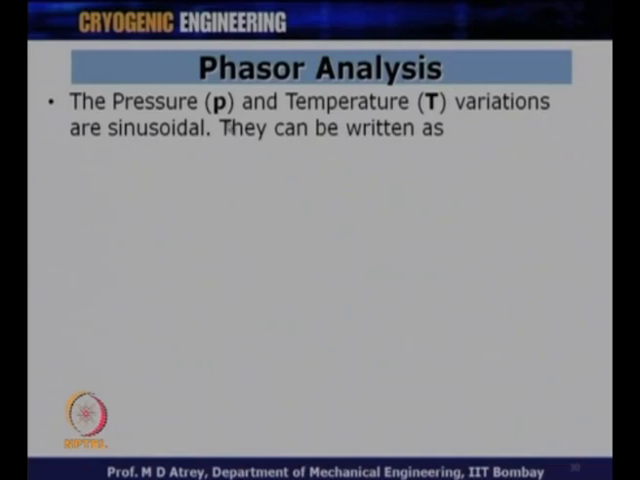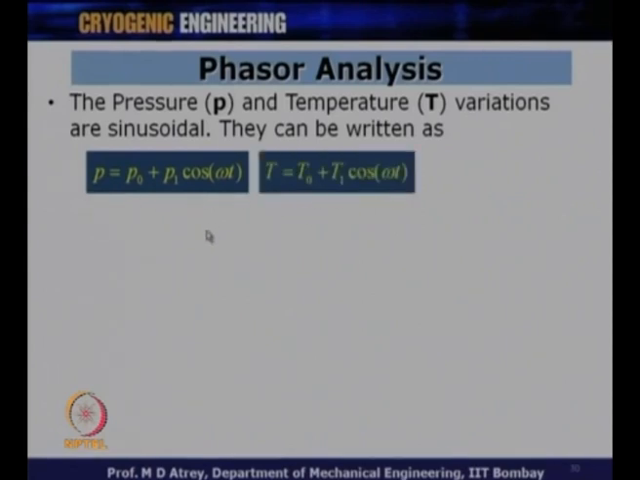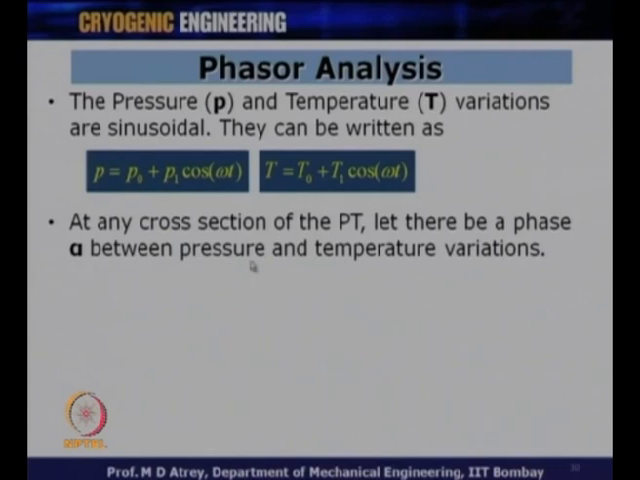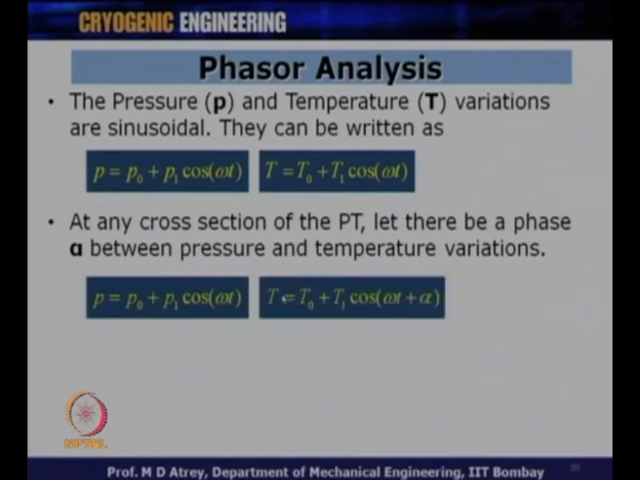Now, let us come to the pressure variation and the temperature variation. Because they are sinusoidal, they could be written as P is equal to P0 plus P1 cos omega t, T is equal to T0 plus T1 cos omega t. At any cross section in the pulse tube, let there be a phase alpha between the pressure and temperature variation. They need not be in phase, and therefore we can introduce a phase difference. So, P is equal to P0 plus P1 cos omega t, and T is equal to T0 plus T1 cos(omega t plus alpha). We assume that the entire pulse tube cooler works in an adiabatic way.